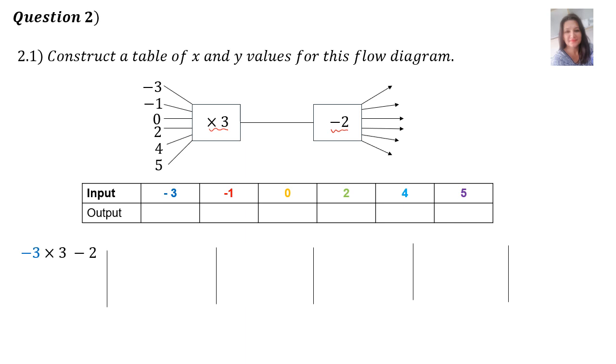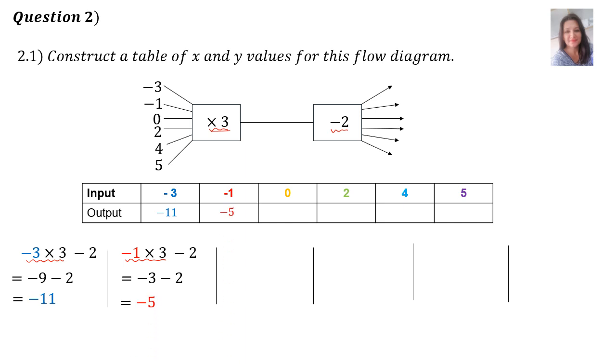So let's do the calculation. First of all, it will be the input -3 times 3 minus 2. And we will say -3 times 3 is -9, minus 2 is -11. Therefore, the corresponding output is -11. Our next input is -1. Into the expression in x's place, we'll just substitute, we'll say -1 times 3 minus 2. Therefore, -1 times 3 is -3, minus 2 is -5.